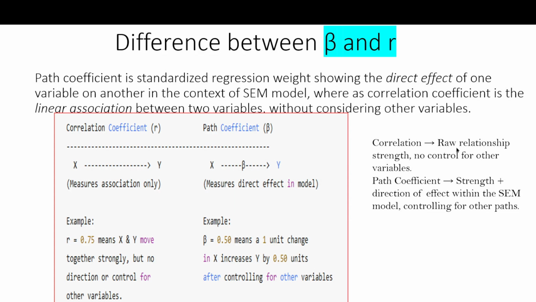So correlation indicates the relationship strength with no control for the other variables, whereas the path coefficient indicates strength plus direction of effect within the SEM model, controlling for other paths. So this is all for this video, in which you learned about the application of beta and the application of the p-value for rejecting or accepting the hypothesis between the constructs.